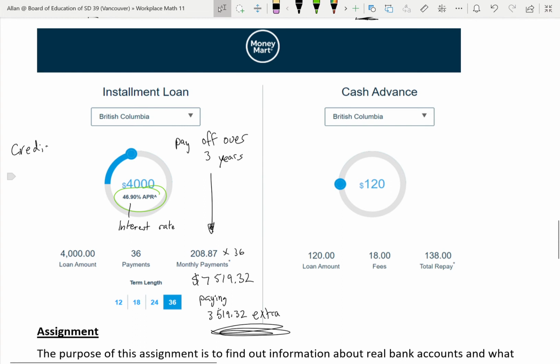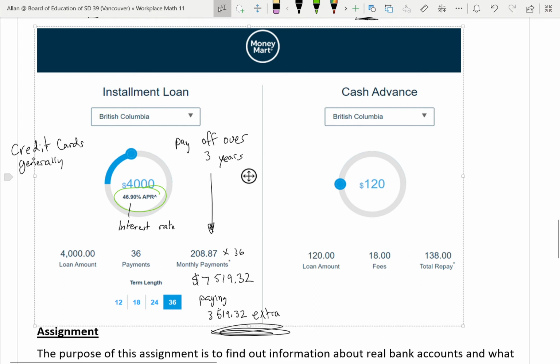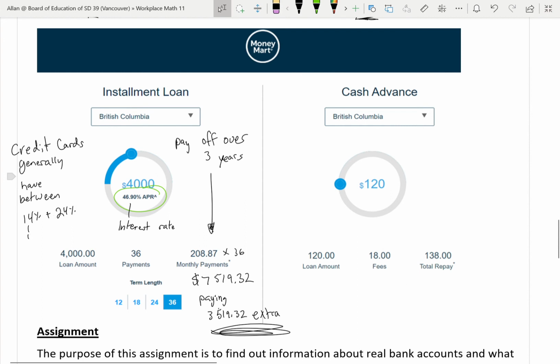For reference, credit cards generally have between 14% and 24% interest rate. So we usually think credit cards are a bad deal. This is almost 4 times or twice as much compared. So one of the things to keep in mind to stay away from, and if you try that cash advance, in BC they charge, if you took out $120, they're going to charge you $18 to get it back, and this is for something like less than a week.